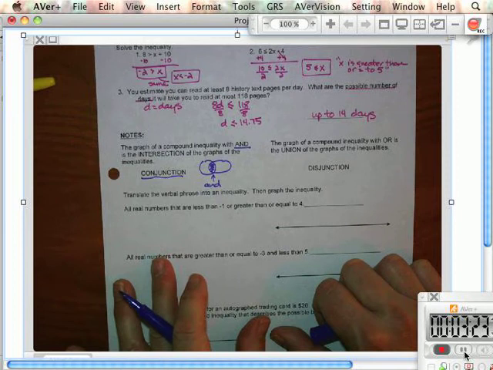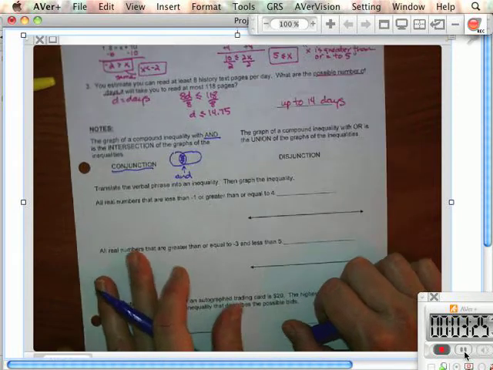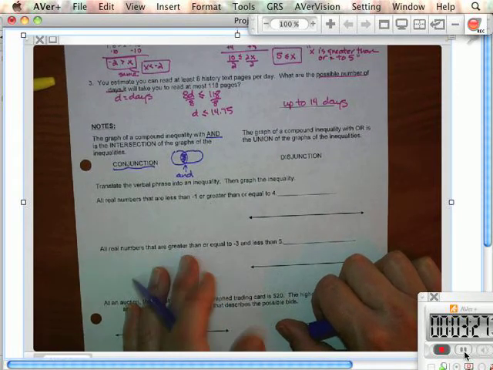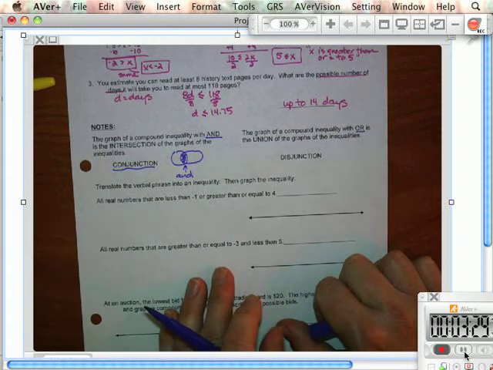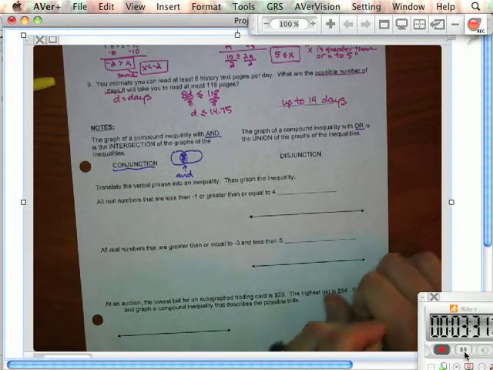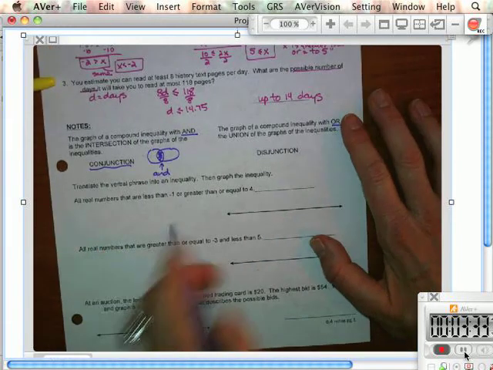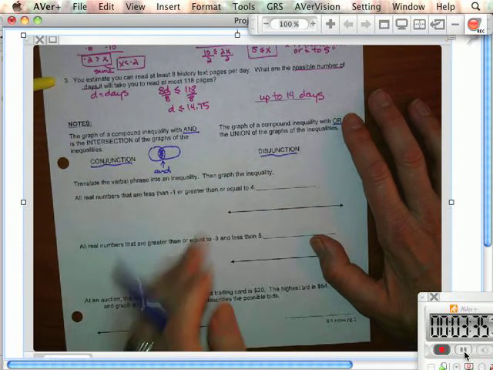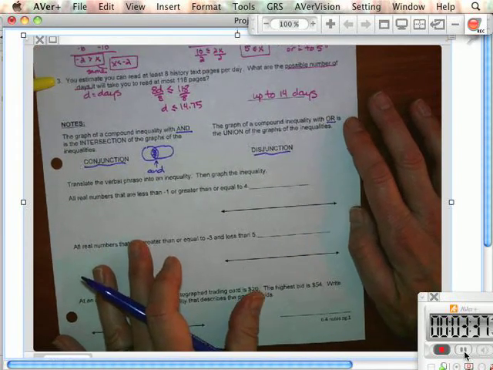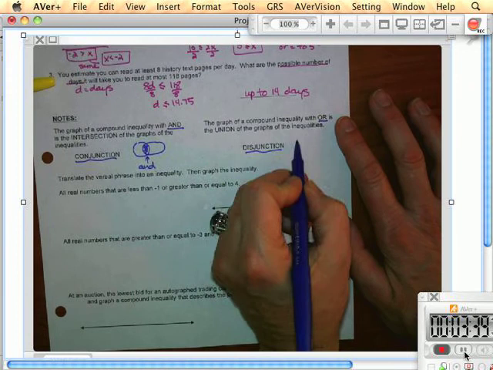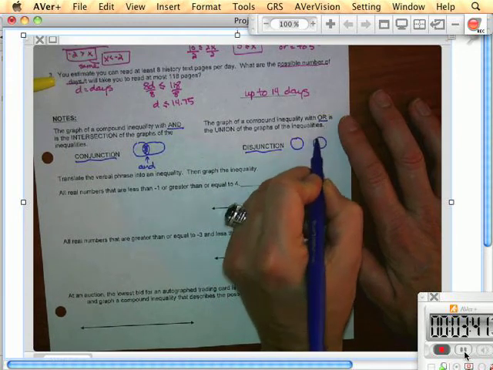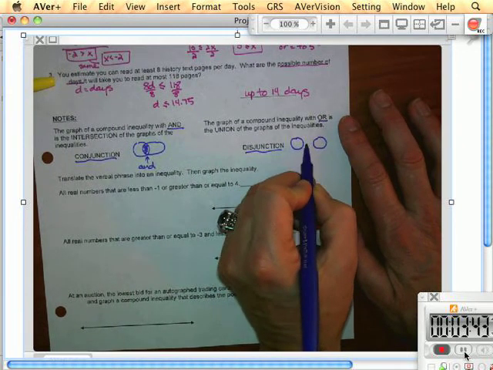All right. The graph of a compound inequality with or is the union of the graphs of the inequalities, but it's a disjunction. Again, you don't really need to know this word. It's in the book, but probably won't see it again. But they don't overlap at all. So it's going to be these numbers and these numbers. Or.